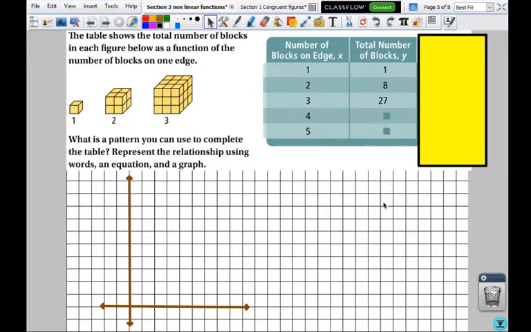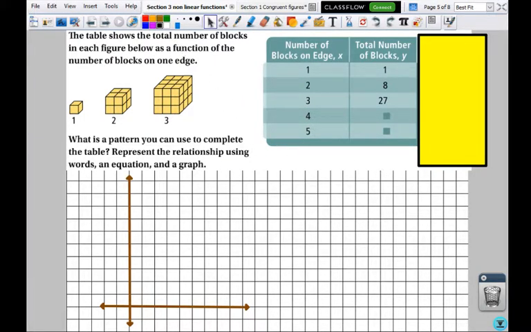Alright, so part of what we are doing is we are going to be coming up with our own tables today for some things. So we're going to figure out some of our own patterns. So we're going to look at the table right here.